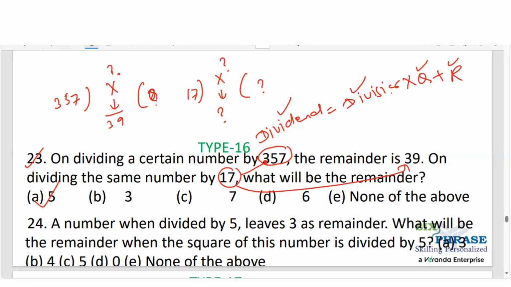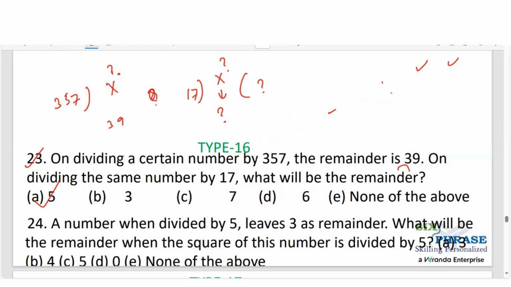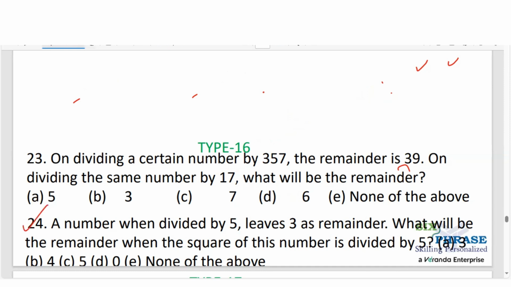Now let us see the next question. The next question is also very important, on the basis of the same technique. Let us see question number 24. A number when divided by 5 leaves 3 as a remainder. The remainder is given as 3. What will be the remainder when the square of this number is divided by 5?